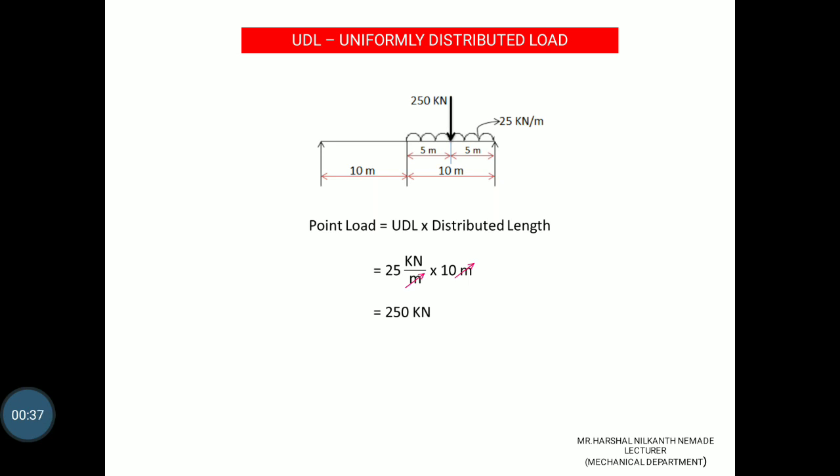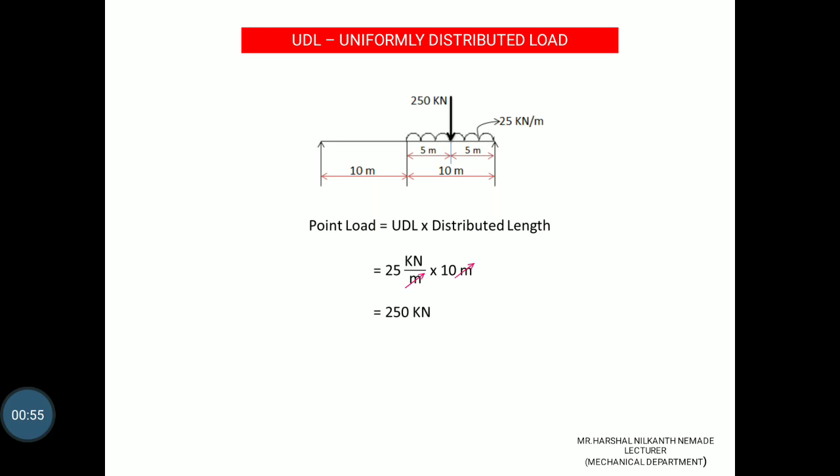Point load is equal to UDL multiplied by distributed length. So UDL is 25 kilonewton per meter multiplied by the distributed length. On which length is it distributed? It is distributed over 10 meters. Okay, so 10 meters, the meter will get cancelled. I will get a point load equal to 250 kilonewton.